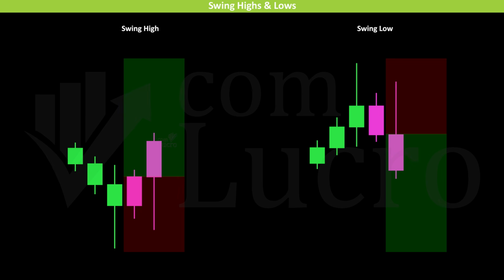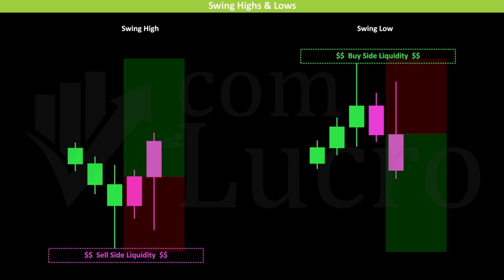Similarly, if someone wanted to sell here, their stop loss would most likely be placed above this candle. At the same time, breakout traders may open positions if these levels are broken. With this in mind, we know that buy-side liquidity rests above this high, while sell-side liquidity rests below this swing low. So how do we use this concept inside our trades?